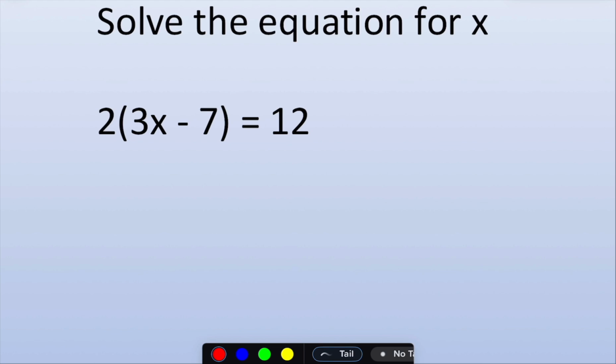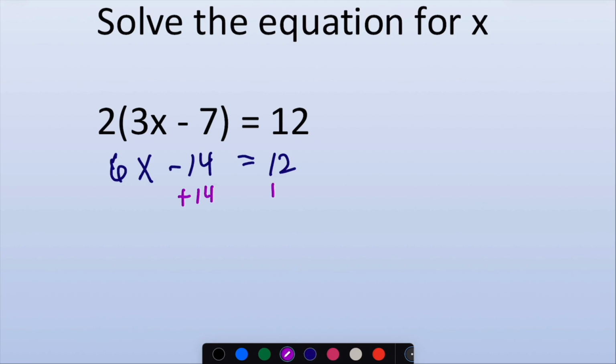I see here that we have this 2. 2 implies multiplication. Let's go ahead and use the distributive property. So we're going to get 6x minus 14 equals 12. Now our goal here is to isolate the x term on one side of the equation and the non-x terms, those numerical pieces, on the other side. So let's add 14 to both sides. So we get that 6x equals 26.